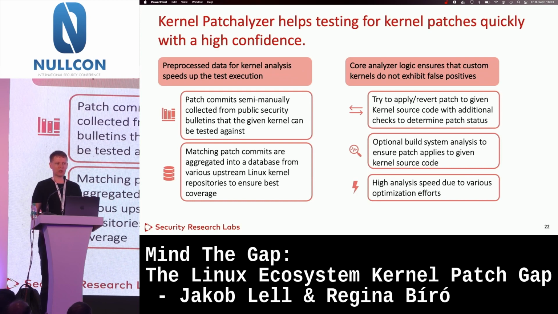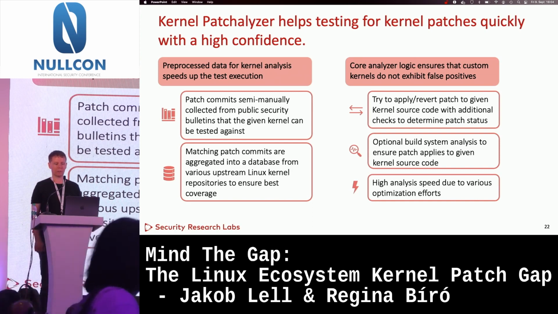So for each security vulnerability, we collect one or several Git commits which are patching the vulnerability, and we find them from public Git repositories from a couple of different sources. And then we run our analysis logic to find out whether the patch is applied or not.